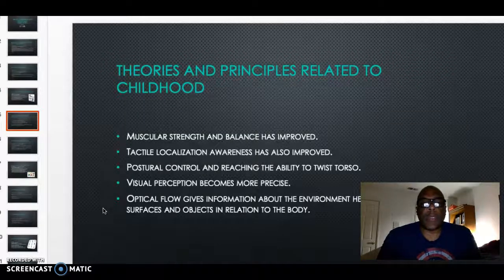Theories and principles related to childhood: muscular strength and balance have improved. Tactile localization awareness has also improved. Postural control, reaching, and the ability to twist their torso improve, and visual perception becomes more precise. Optical flow gives information about the environment, helping to anticipate surfaces and objects in relation to the body. So basically, everything has been enhanced from when they were an infant. Now they just tend to do all those skills a little more keenly.